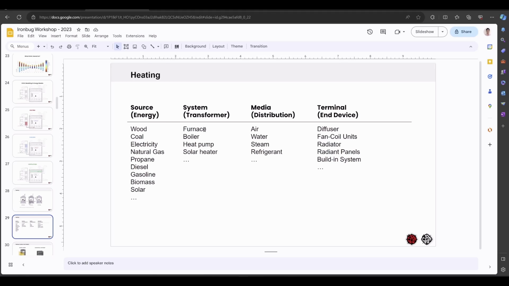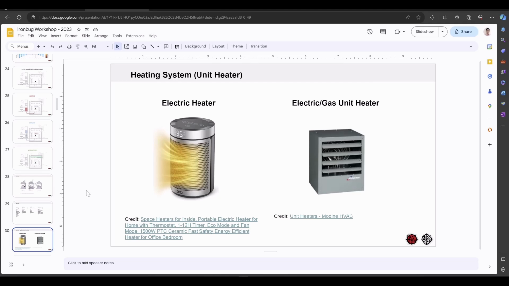So let's just take one simple example. We can use a wood or coal furnace. Because the furnace is already placed inside the room, it's the system but it's also the terminal. So this is a building system. And if we use a boiler, we can use a natural gas boiler, which generates hot water. If we pump hot water, we will probably need to use a radiator or radiant panel inside the room. So this is a simple heating system that I can imagine.